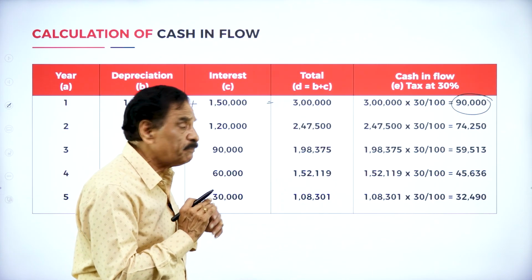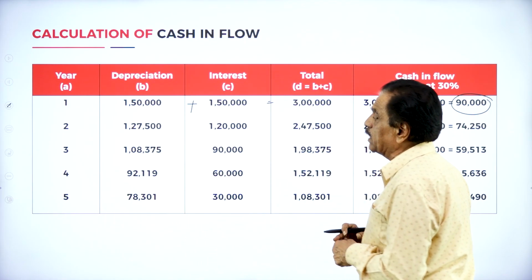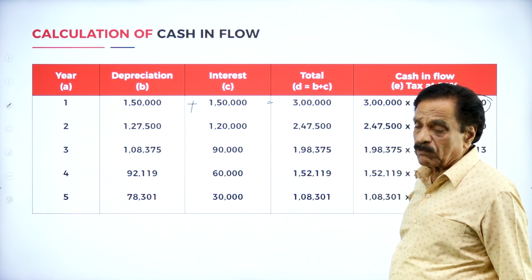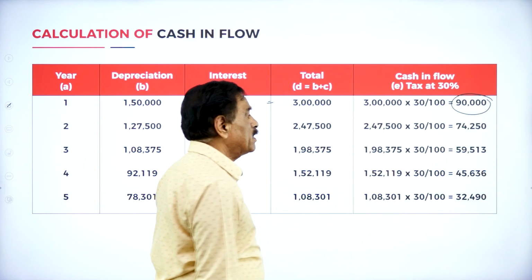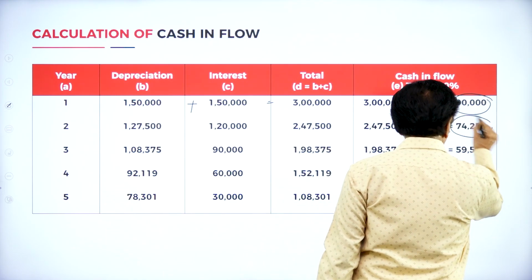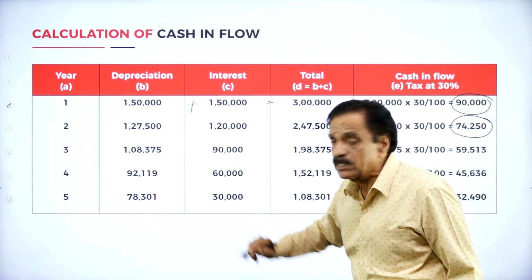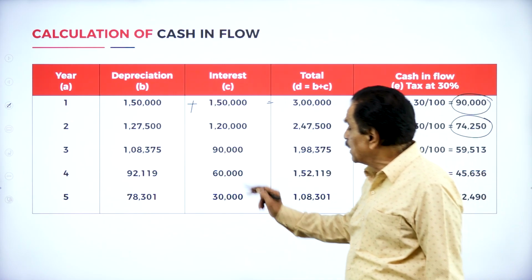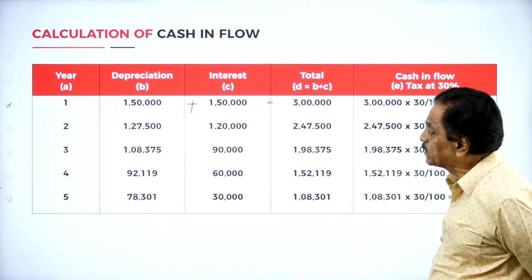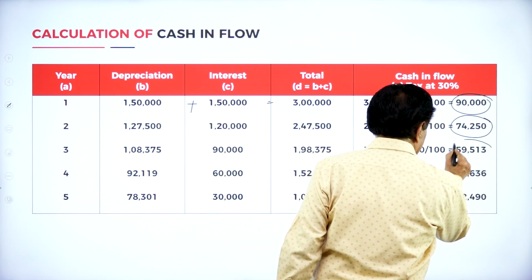That is inflow. Second year, 1,27,500 is your depreciation, 1,20,000 interest. Totally we have 2,47,500. On that, 30% is 74,250 we can save. Then in the third year, you got 1,08,375 as depreciation, 90,000 as interest. It becomes 1,98,375. On that, 30% is 59,513.